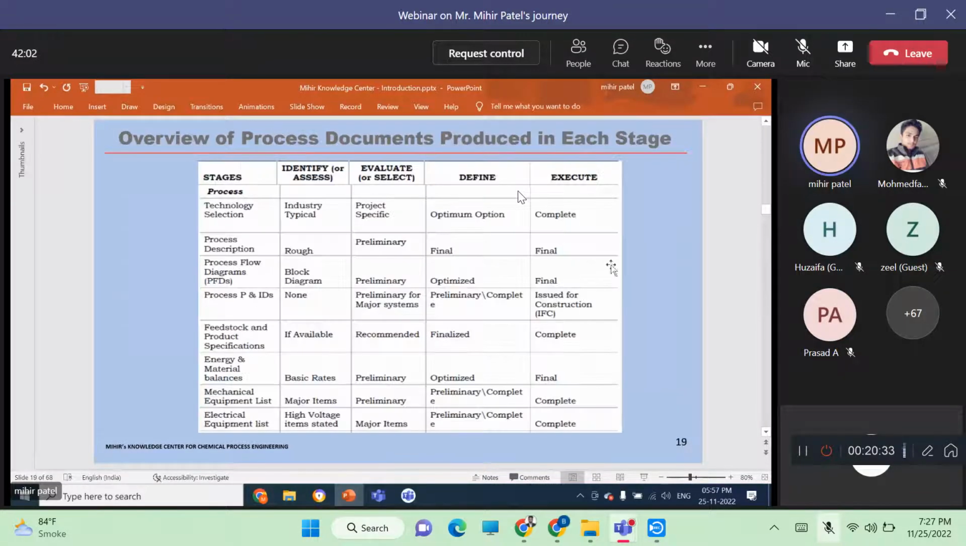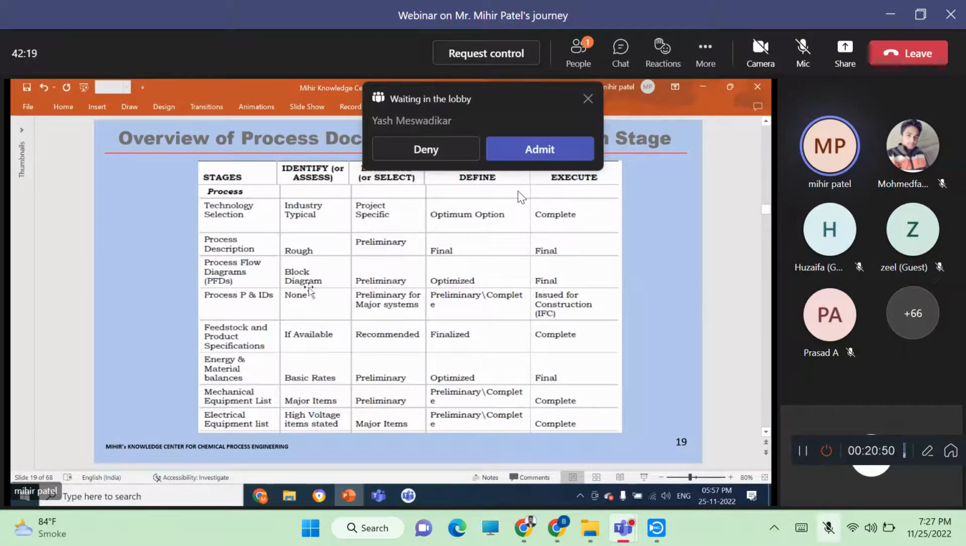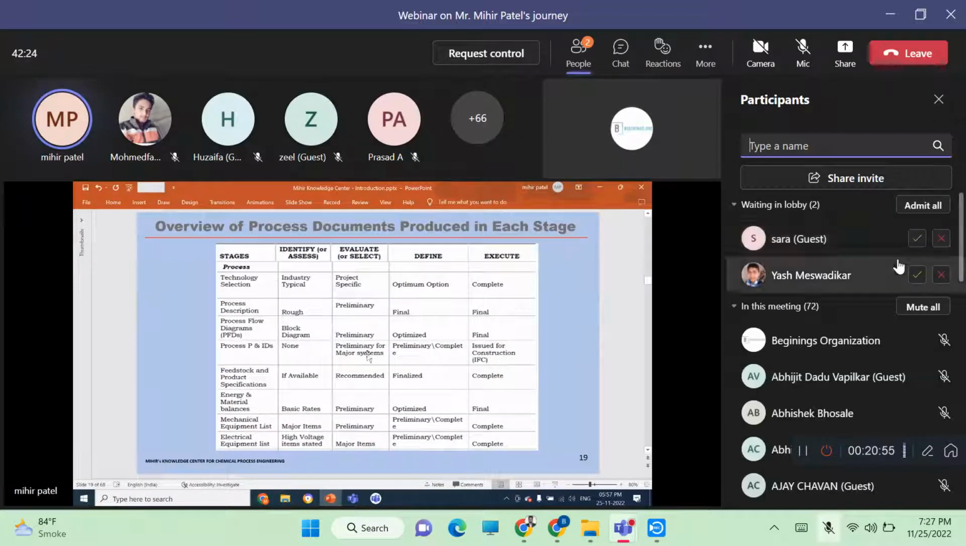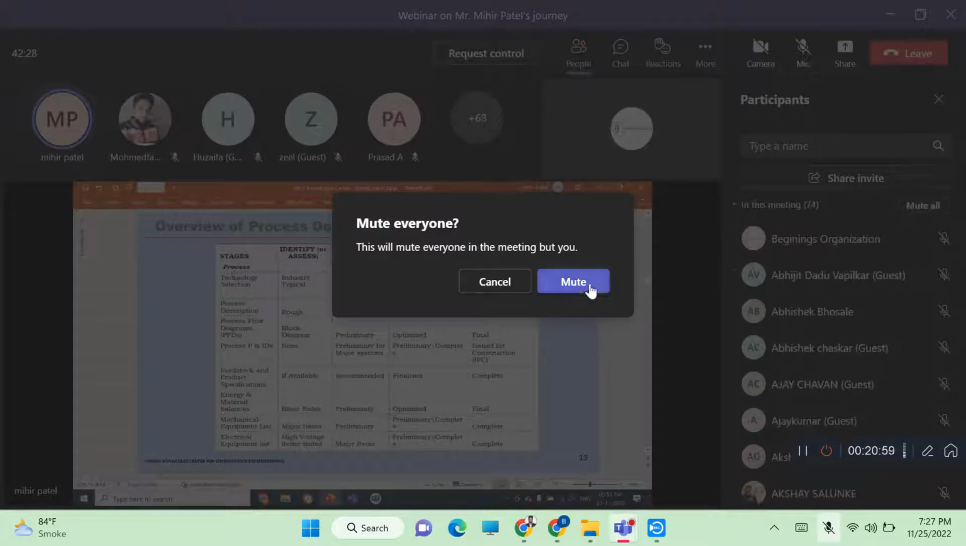Now we come to the overview of the process documents produced in each stage. This is a brief overview. So here, for example, identify or assess stage, you do not produce P&IDs. Never do you produce P&IDs. You produce more like a block diagram. PFD also is not produced. Evaluate or select stage, for example, again, these are the documentation. These are all process documents here.